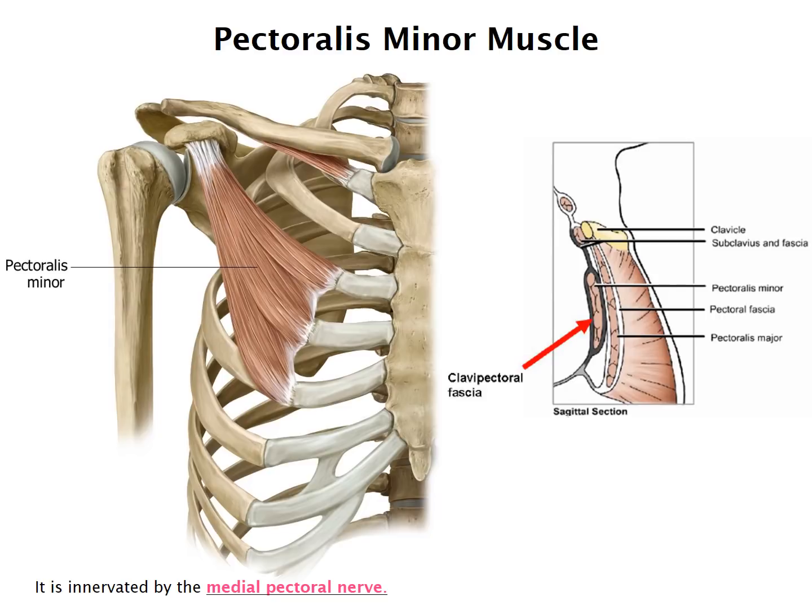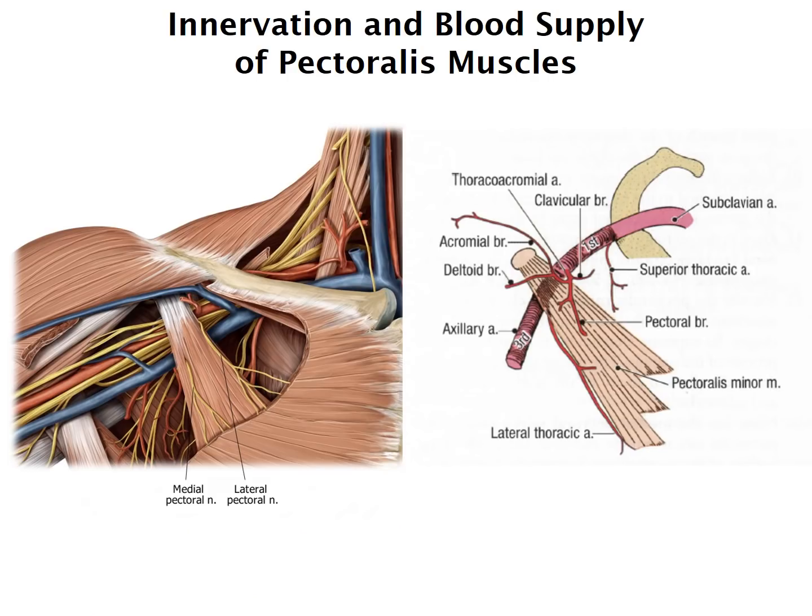Regarding the innervation of the pectoralis minor muscle, it is innervated only by the medial pectoral nerve. Here's a view of both the medial and lateral pectoral nerves. Notice how the medial pectoral nerve pierces the pectoralis minor muscle on its course to innervate the pectoralis major, whereas the lateral pectoral nerve can be found emerging along the upper border of the pectoralis minor, but only innervates the pectoralis major muscle.